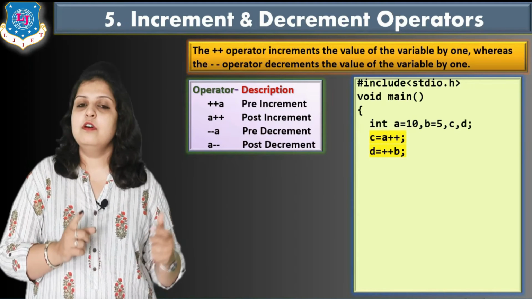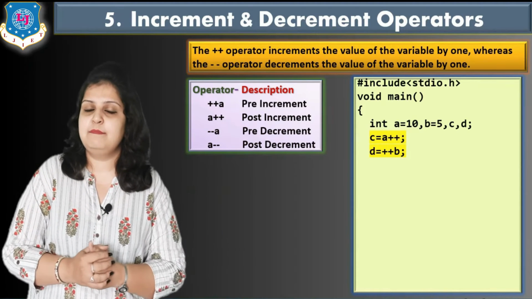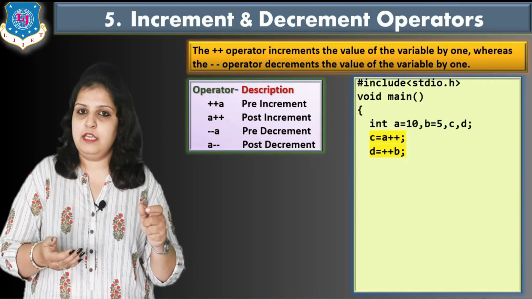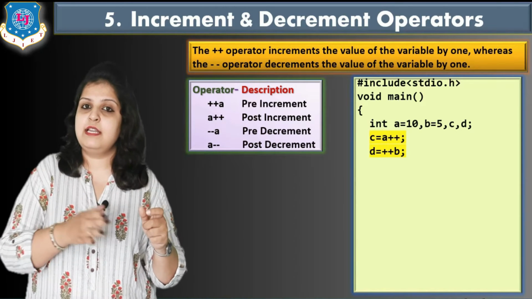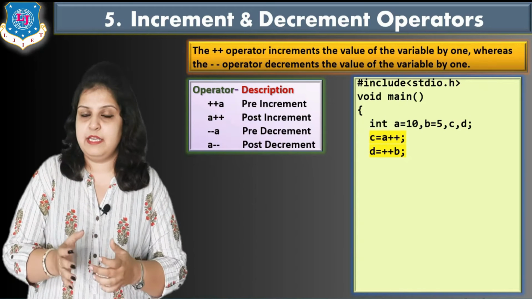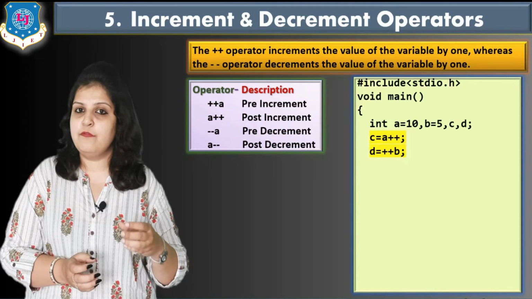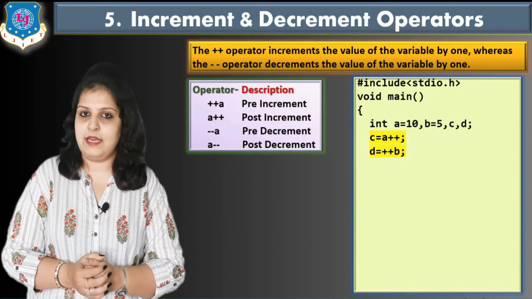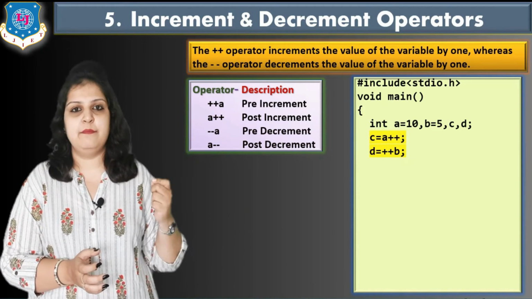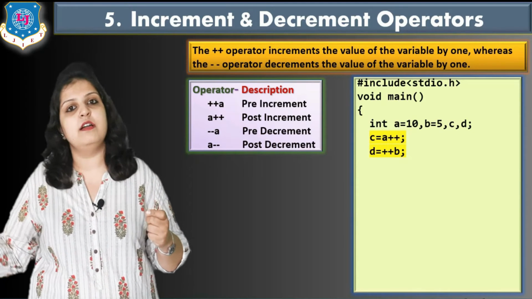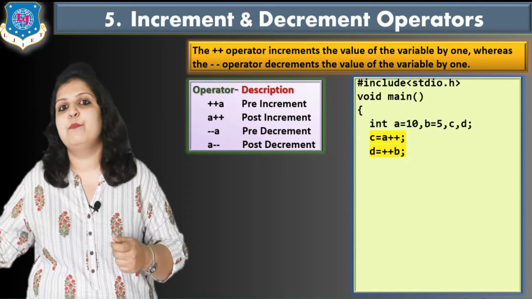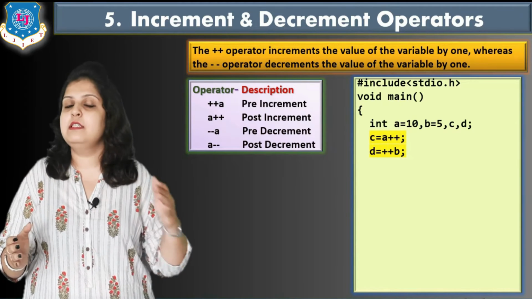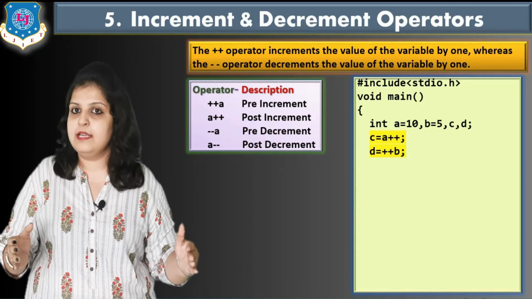How? When C is equal to A plus plus executes, the value of A will be increased after assigning the value to our variable C. Meaning first of all the initial value of A is assigned to our variable C. So the initial value of A is 10. So 10 is assigned to our variable C, and then after that A will be incremented because it is a post-increment. So our A becomes 11 but our C is 10 only.